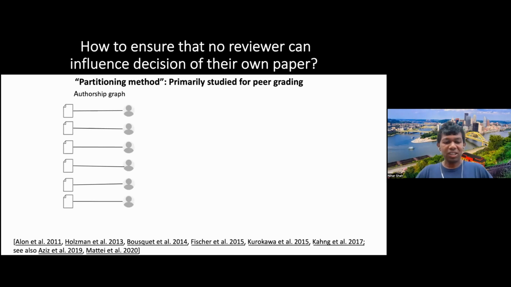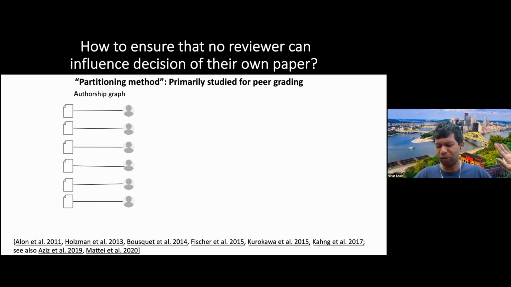So now there is this method called the partition method, which is a really cute, simple method, which was proposed by Elan et al. more than a decade back, and has been studied widely, primarily for peer grading. And what they do is the following. Consider the authorship graph that is shown here. You have a set of authors who are also reviewers, and each author has authored one paper. The edges are representing the authorships.